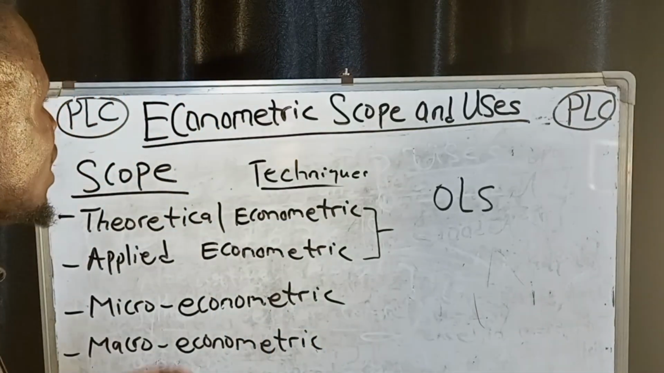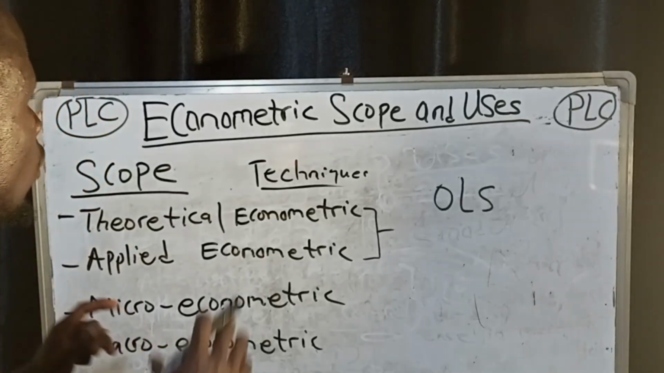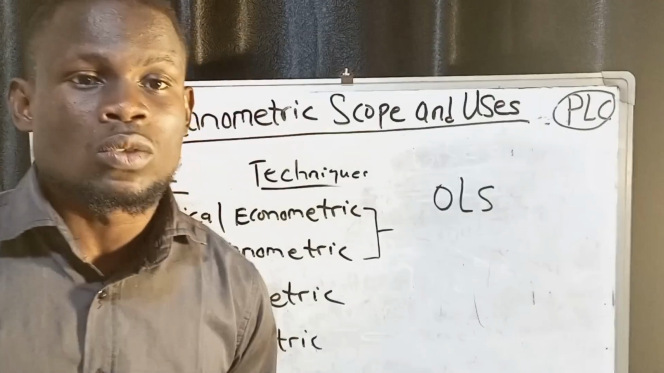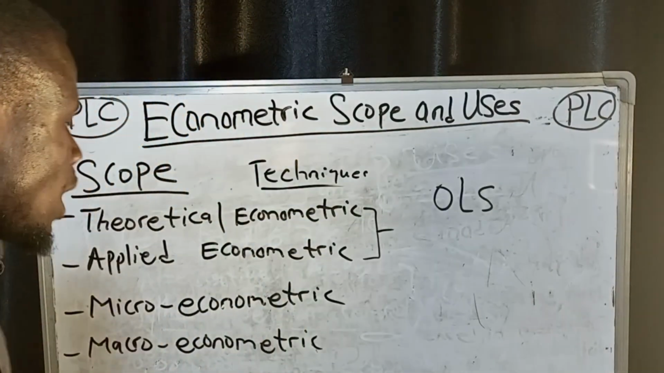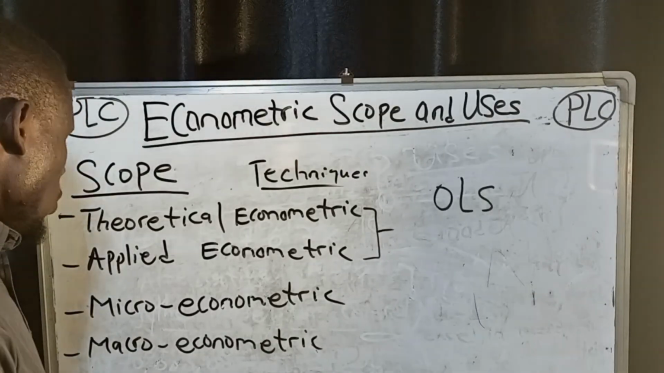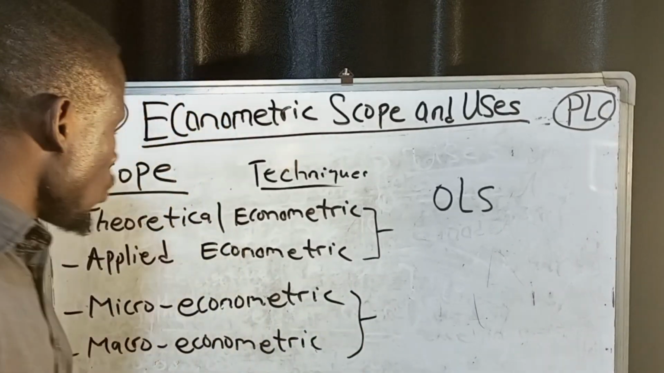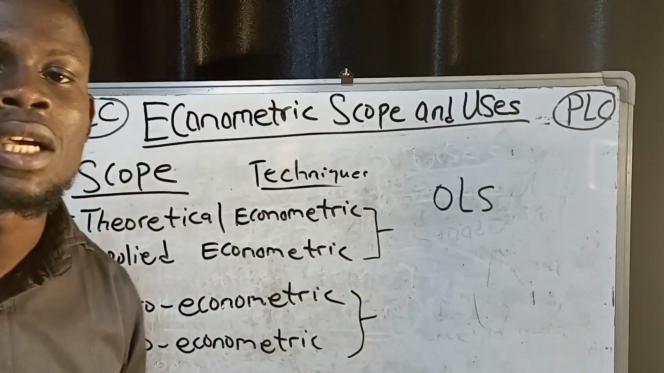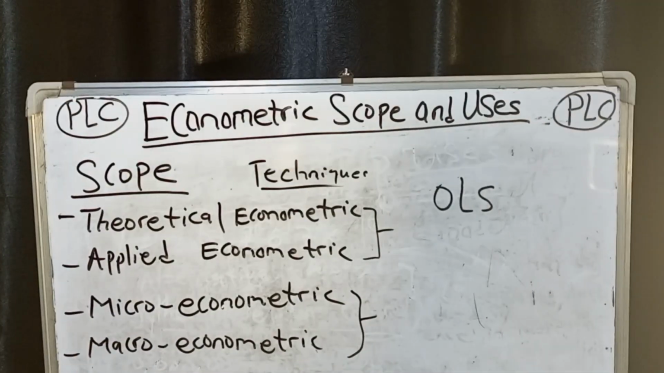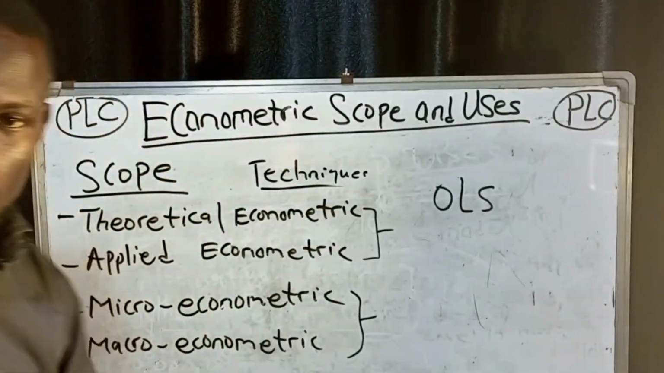Now, having understood the classification of econometrics, the first part of the scope of econometrics is what the study of econometrics encompasses. And this has been grouped majorly into microeconometrics and macroeconometrics. Microeconometrics is the application of econometric techniques to microeconomic theories, theories such as the production function.